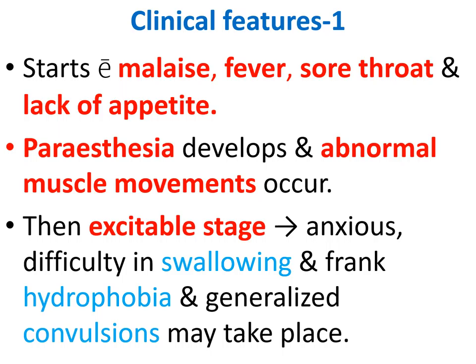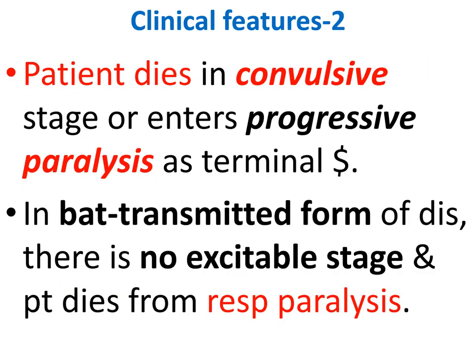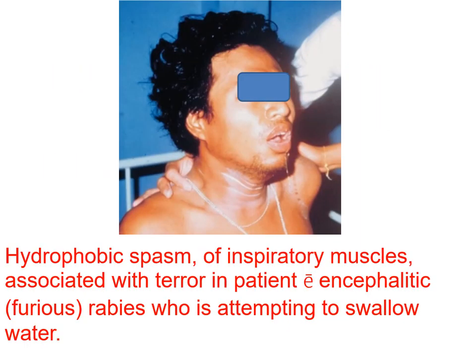Clinical features: it starts with malaise, fever, sore throat, and lack of appetite. Paresthesia develops and abnormal muscle movements occur. Then the excitable stage leads to anxiety, difficulty in swallowing, and frank hydrophobia, and generalized convulsions may take place. The patient dies in the convulsive stage or enters progressive paralysis as a terminal symptom. In the paralytic form of the disease, there is no excitable stage and the patient dies from respiratory paralysis.